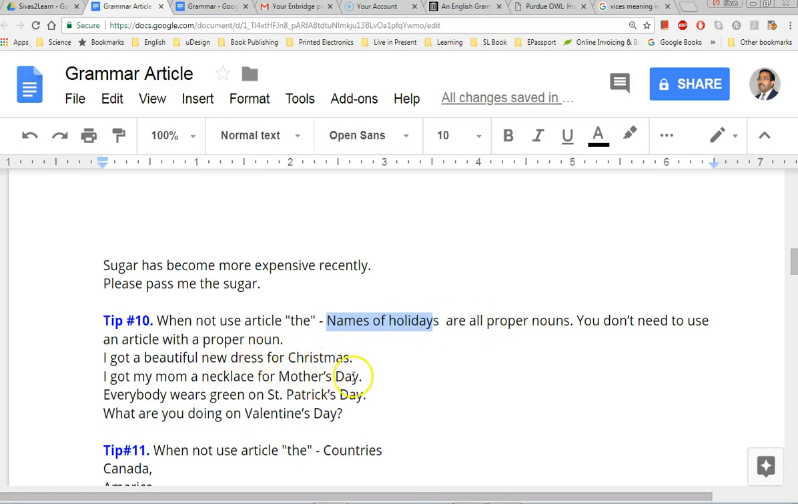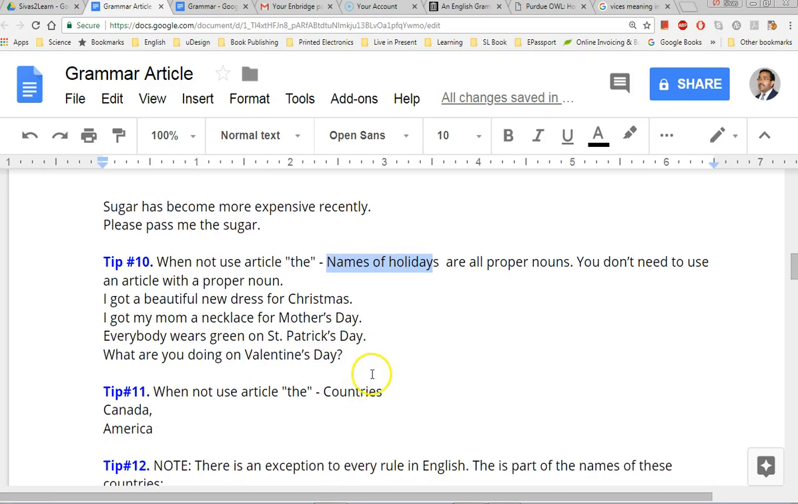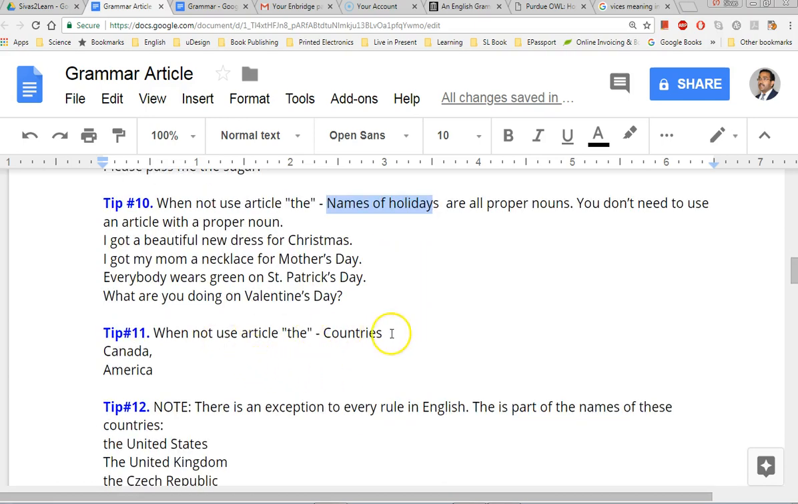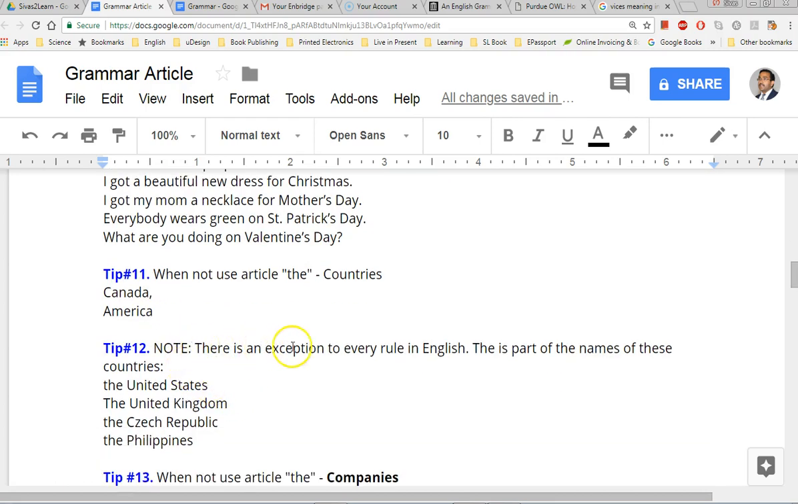For Christmas, for Mother's Day, St. Patrick's Day, Valentine's Day, don't use "the" in front of them. Okay. Don't use "the" in front of countries. Canada, America, they are all proper nouns.